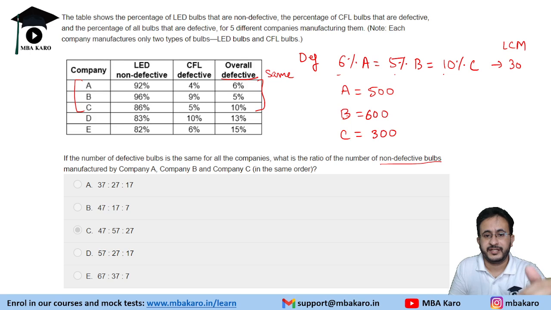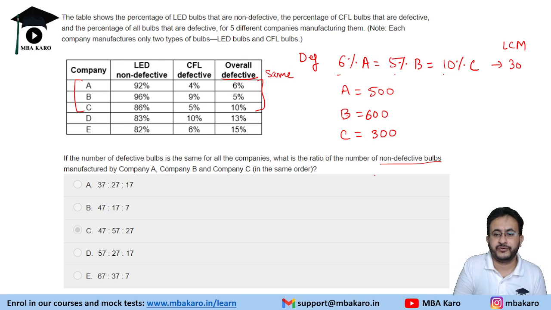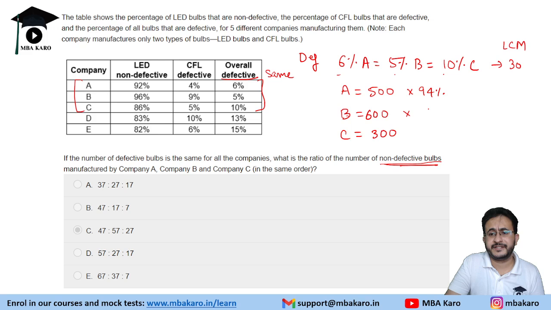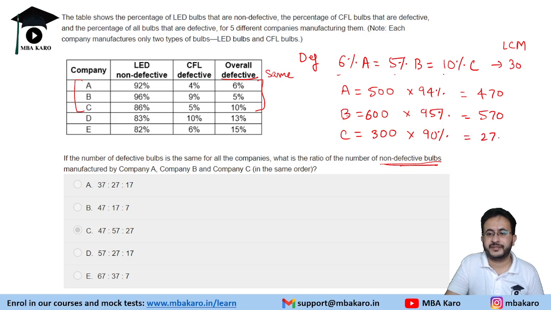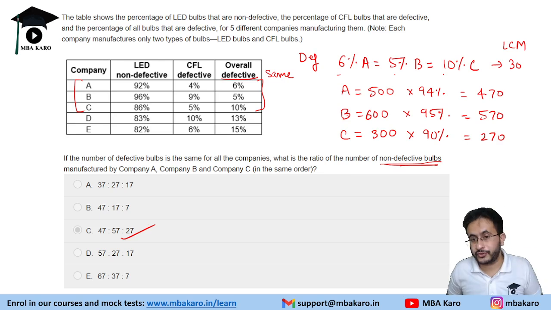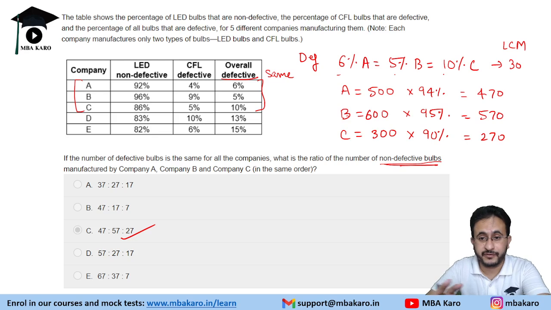Now what we need to find? We need to find the ratio of non-defective bulbs. So non-defective in A will be 94%. In B it is 95%. And in C it is 90%. So we will get 470, right? This is 570 and this is 270. So if you take the ratio, this is 47, 57 and 27, right? Now this was the approach to solve this question, but it could be solved using options.